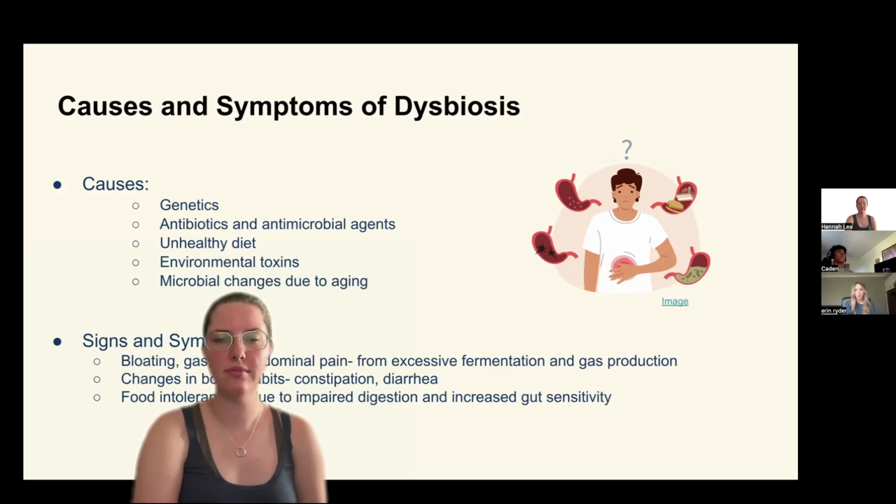Now, moving on to the symptoms, one of the most common signs is bloating, gas, and abdominal discomfort. This is often caused by excess fermentation and gas production from certain bacterial overgrowths. Irregular bowel movements, including constipation or diarrhea, are also typical. These occur because a disrupted microbiome affects digestion, nutrient absorption, and intestinal motility. Finally, many people develop new or worsened food intolerances. When the gut lining is compromised, digestion becomes less efficient and the immune system may react more strongly to certain foods, leading to discomfort and sensitivity.